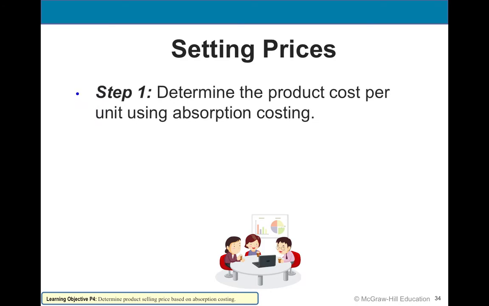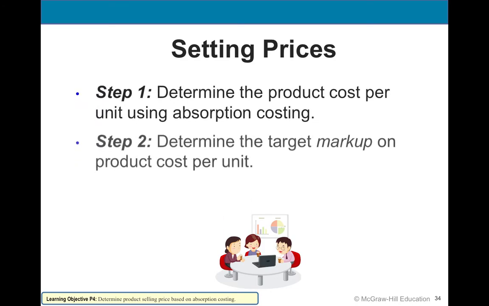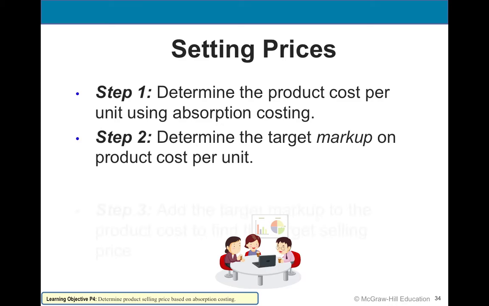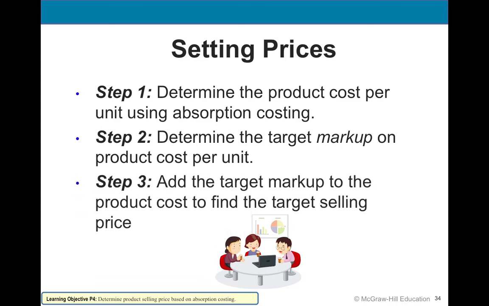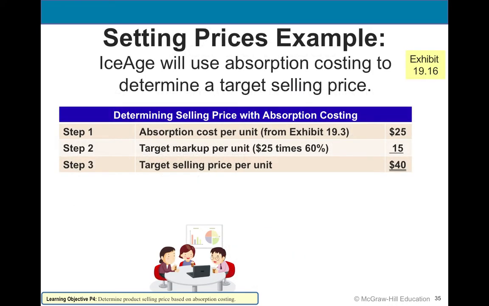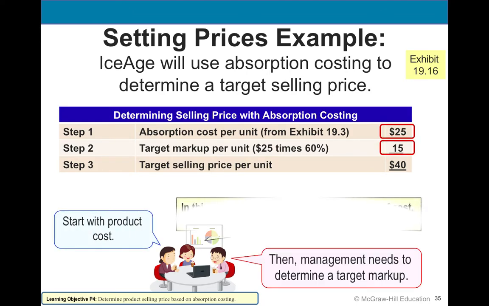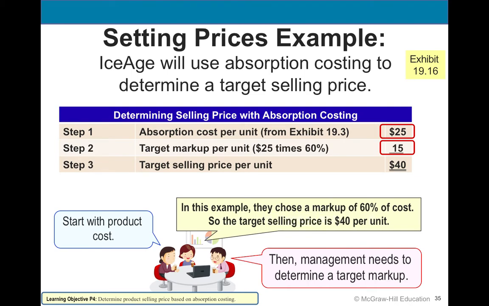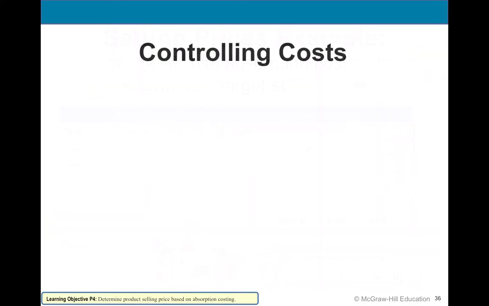Now, how do we set a price? First, determine the product cost per unit. Determine the target markup. How much do you want the markup to be? Add the target markup to find the target selling price. Again, here we see absorption cost. It says here 25 times 60% markup. So we see here, it costs $25 to make it. We sell at $40. The markup can be 60%. In terms of target markup, they show 60%. Add $15 to $25, you see it's $40.